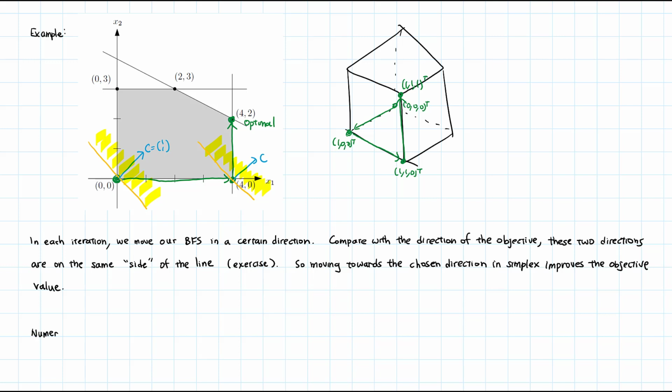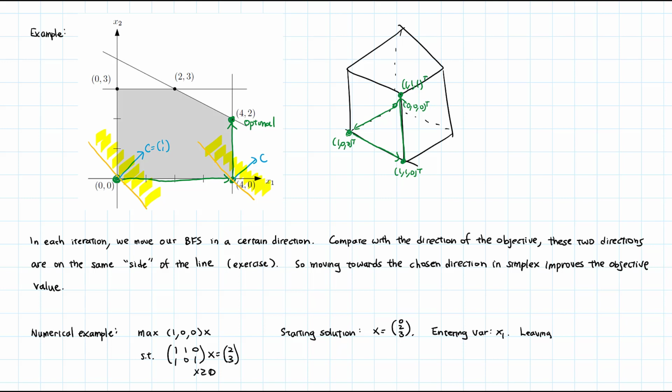Let's take a look at a numerical example. Say I have the LP here. Our starting solution is x equals (0, 2, 3). Our entering variable is x1 and our leaving variable is x2. Going through the process, we will set x1 equal to t, then x2 is 2 minus t, and x3 is 3 minus t. Our new solution would be x bar, which is (0, 2, 3) plus t times (1, -1, -1). So we are moving the solution in this direction, the direction of (1, -1, -1).